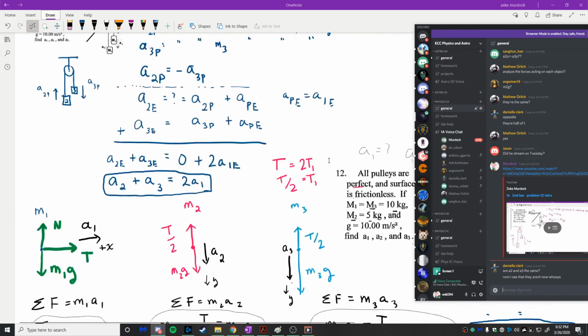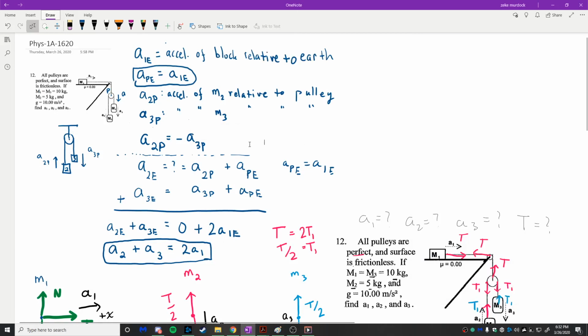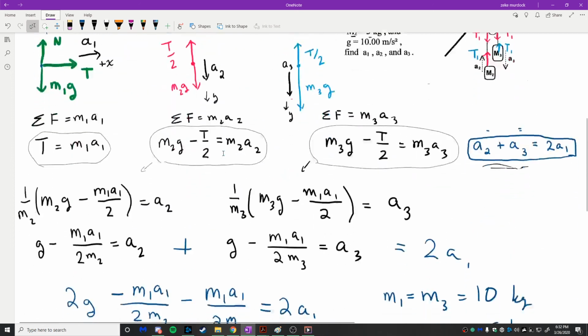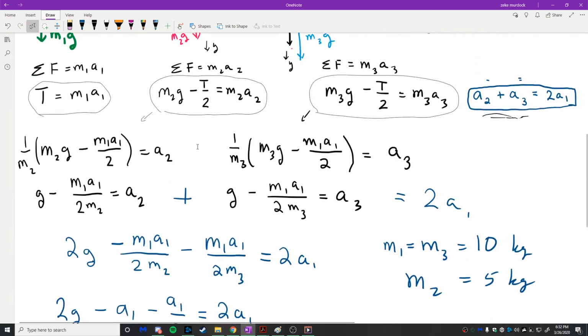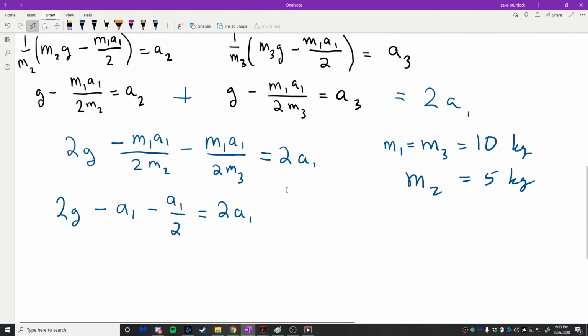A2 pulley, I'll go back just a second just to remind you. This here was the statement that the acceleration of block 2 relative to the pulley is the same as the negative of the acceleration of block 3 relative to the pulley. But A2 and A3 are definitely not the same. Yeah, you can see it within the equations here.